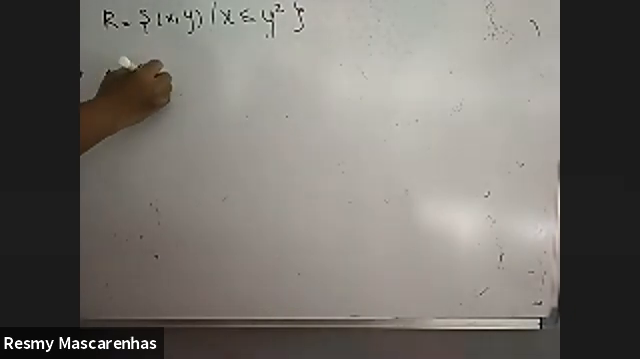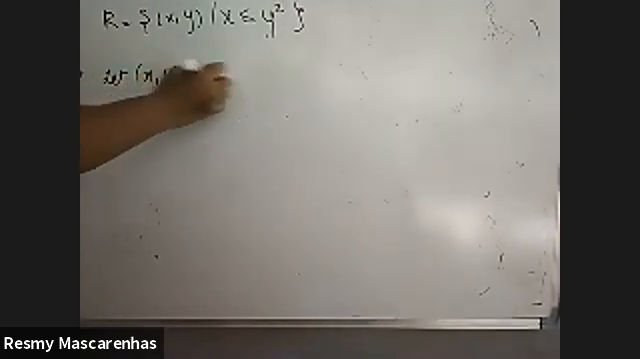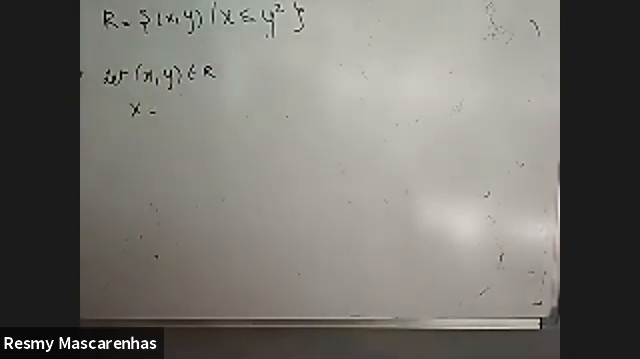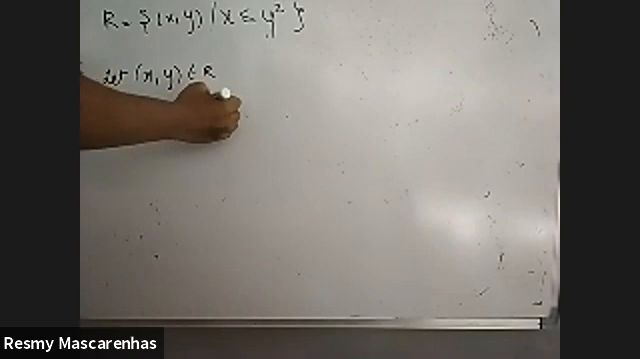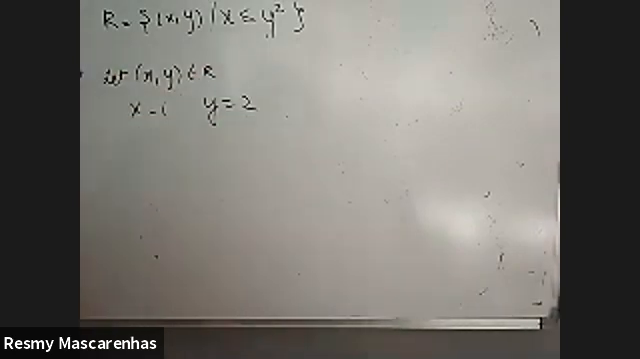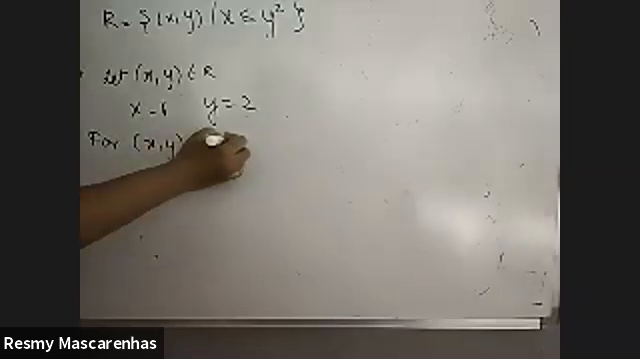So let x comma y belong to R. Take any two values now, x and y. Let x be equal to 1, y be equal to 2. Any numbers you take, okay? We have to try both reverse: one time with x comma y and one time with y comma x. So we'll try for x comma y first.